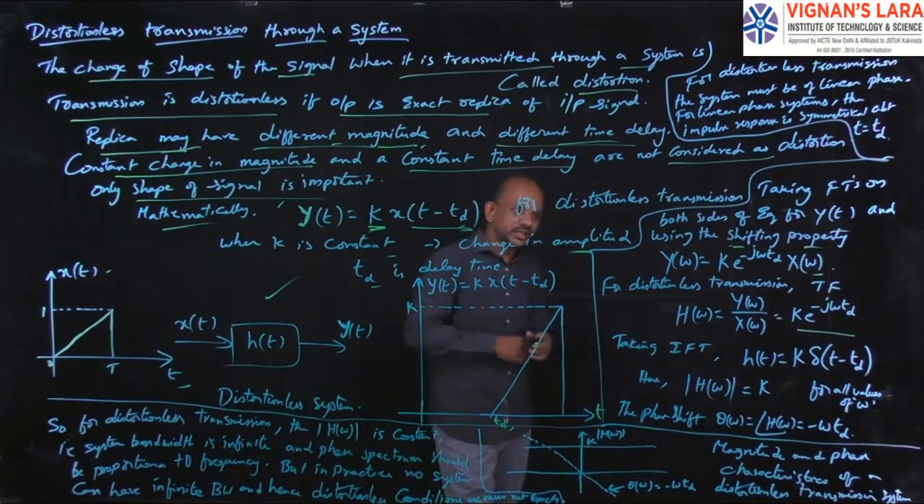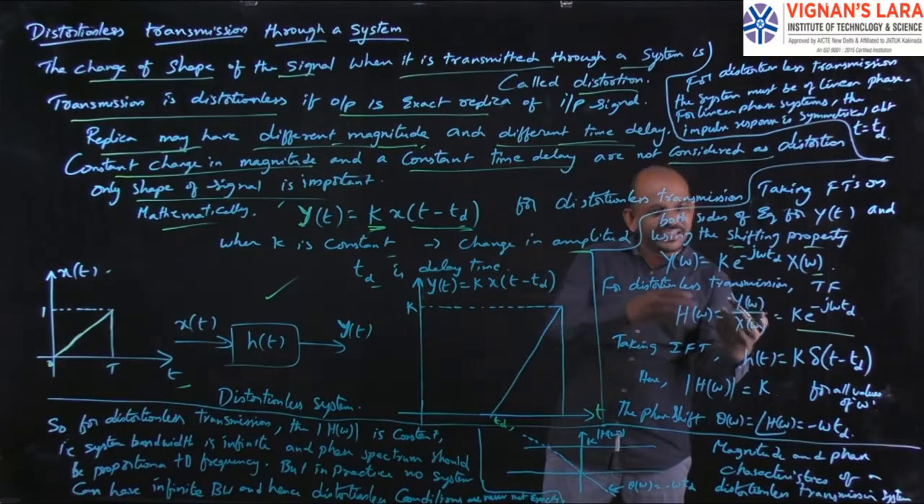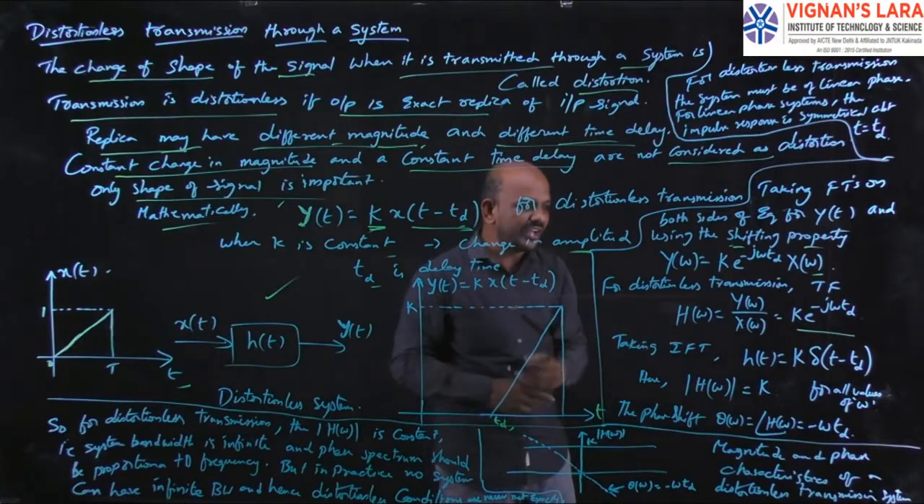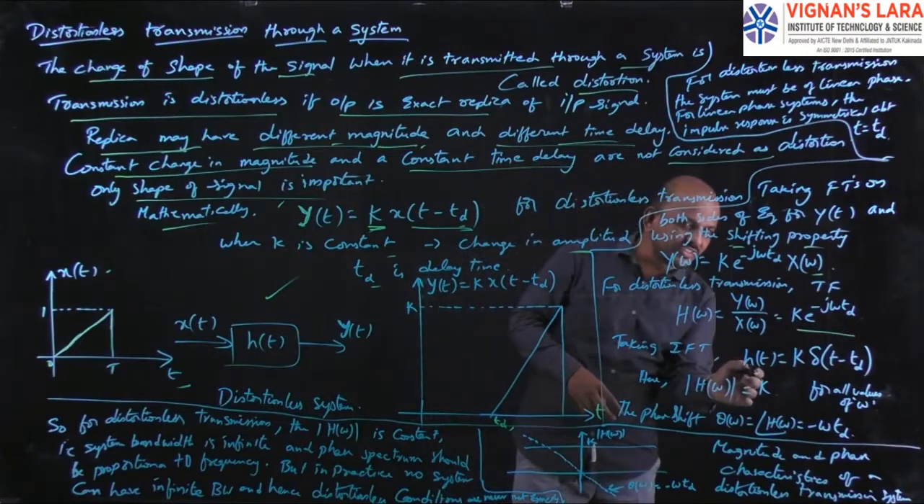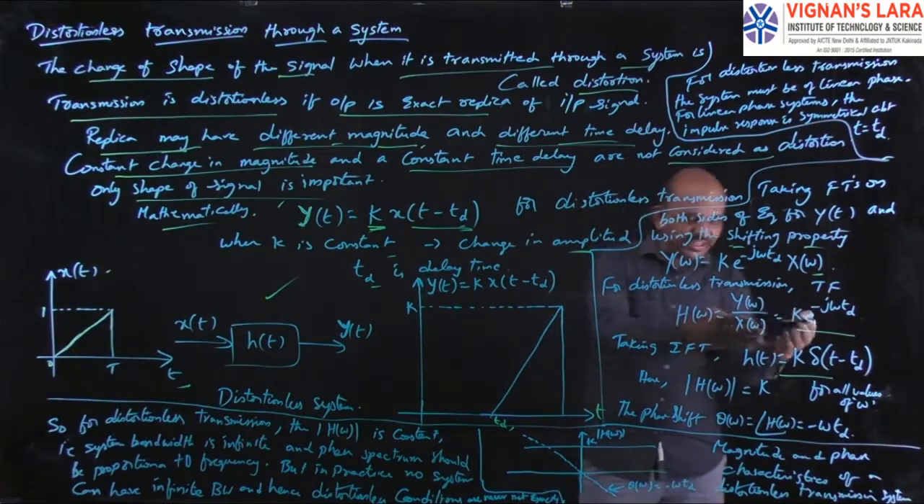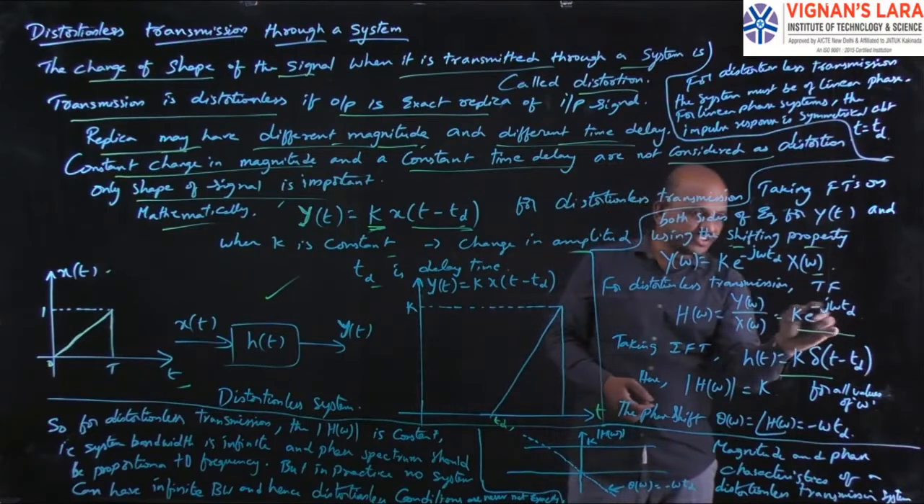So for distortionless transmission, the transfer function of the system should be equal to k into e power minus j omega td. Now, if we want the impulse response of the system, what do we have to do? I have to go for the inverse Fourier transform. By taking the inverse Fourier transform, I will get the impulse response of the system, h of t equal to k into the inverse Fourier transform of this.